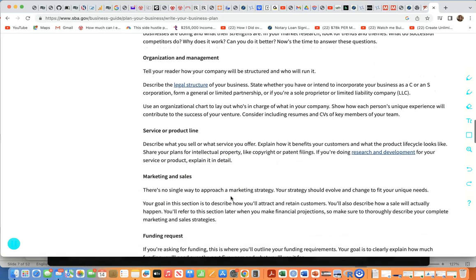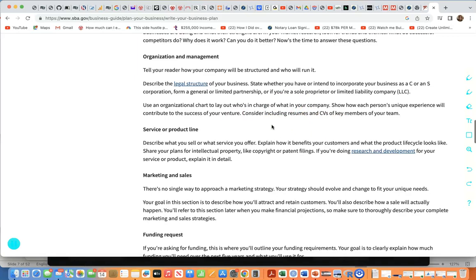Next, we have the organization and management. It's going to show the structure of your company, how it's organized and how it will be run. You can also tell the legal structure: is it a corporation, is it a C Corp, S Corp, partnership, sole proprietor, limited liability company. You can use an org chart here. You can find templates there to help you create your org chart, and that just shows the layers of management and key leaders here and your experience in that area. It also says you could consider using resumes or including CVs of your key team members if you want to.